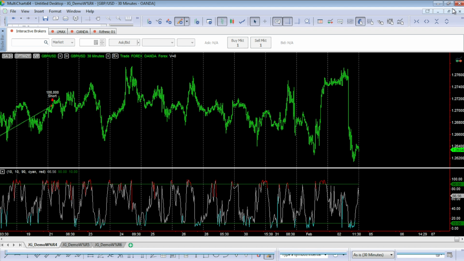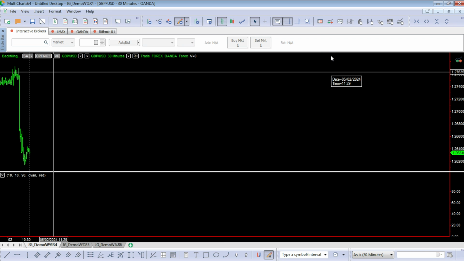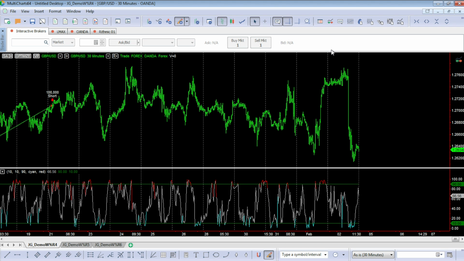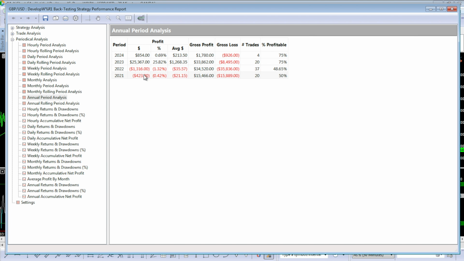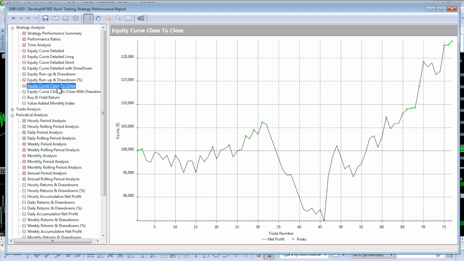Let me just adjust the data so that we can see just the out of sample data. So if I go from January the 1st, 2021 through to Feb 2024, all of the trades we see on the chart here are after I developed the strategy. Looking at the performance report, we already know those numbers. That's what the equity curve looks like. I mean, certainly not the smoothest. We could see that looking at the annual period analysis and how much money it made each year. But we can see that currently, the last trade was actually showing new highs.